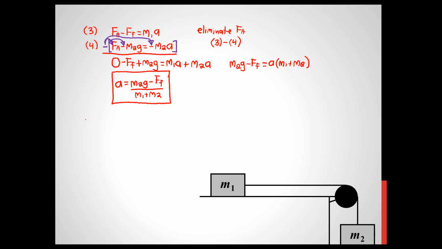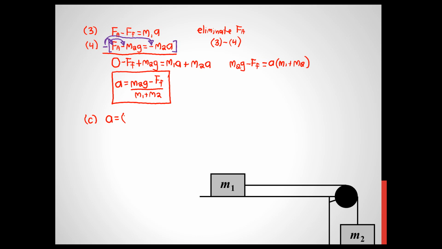Okay, now part C actually gives us numerical values to play around with. It tells us M1 is 100 kilograms, M2 is 300 kilograms, the force of friction is 100 newtons, and we want to calculate two things. First thing, the acceleration, magnitude of it. So let's just plug numbers into that equation now.